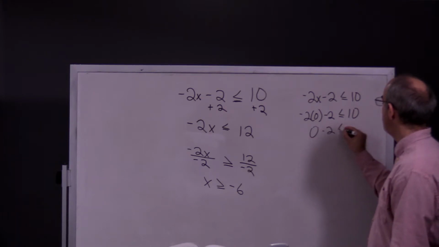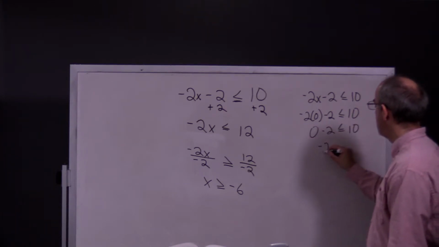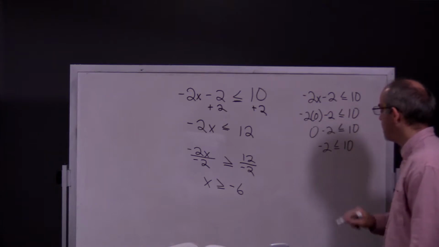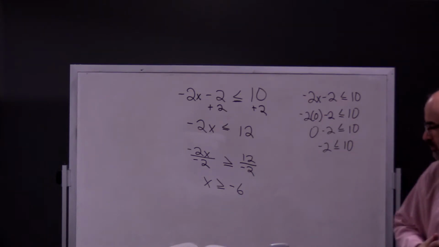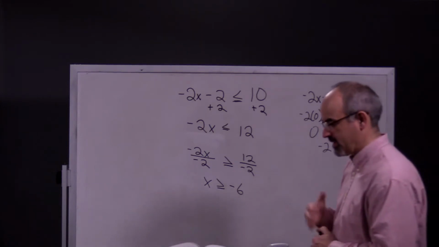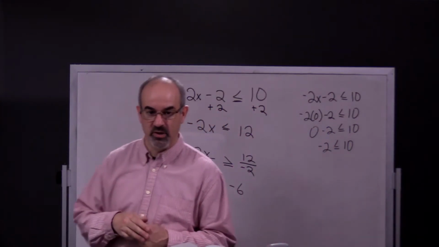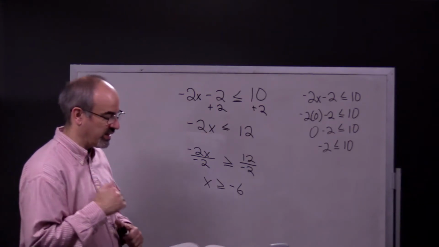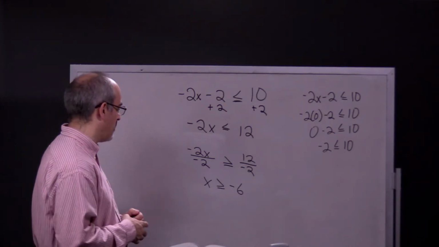0 minus 2 is less than or equal to 10. -2 is less than or equal to 10. So it looks good. Obviously you don't have to check every answer, because there's an infinite amount of answers. You can't check every answer. But it's good to check one.